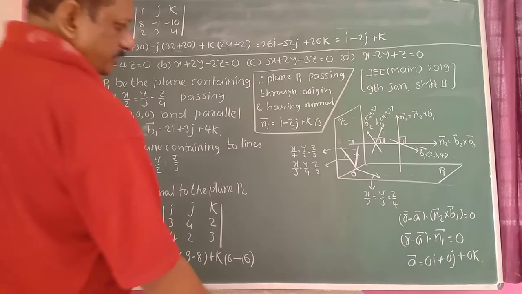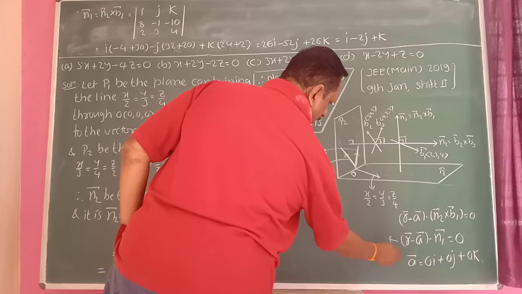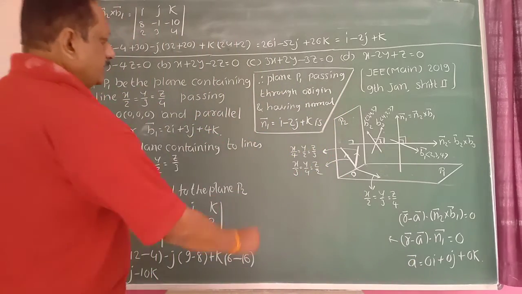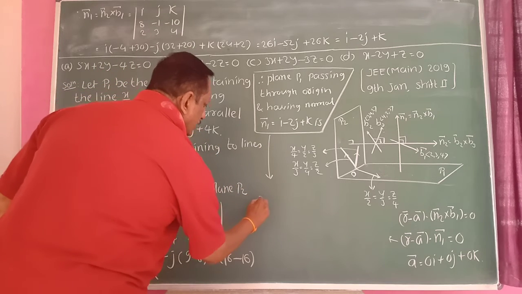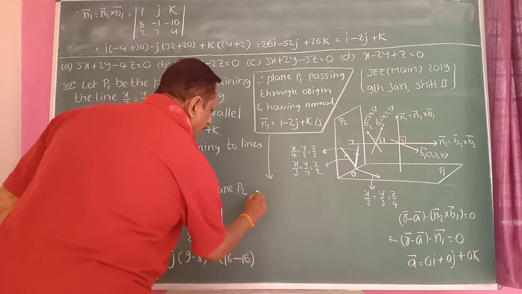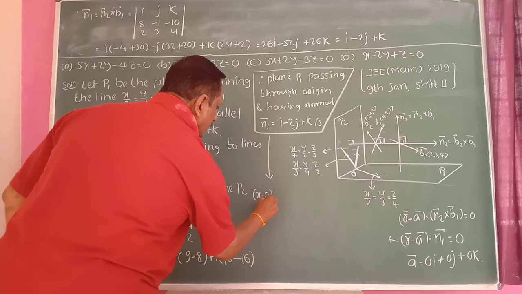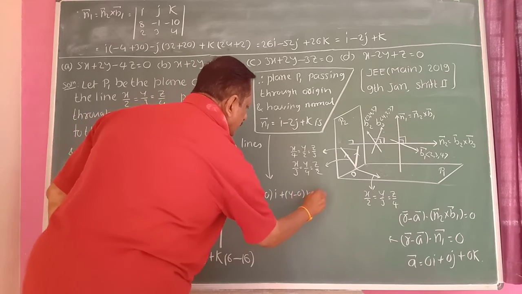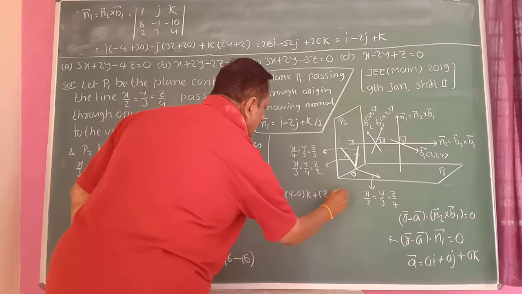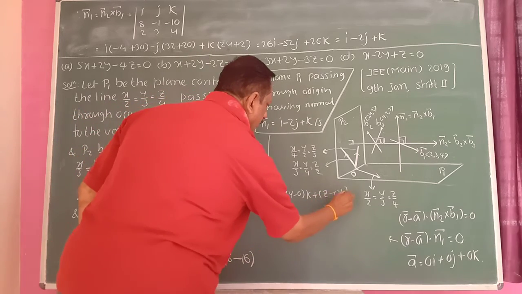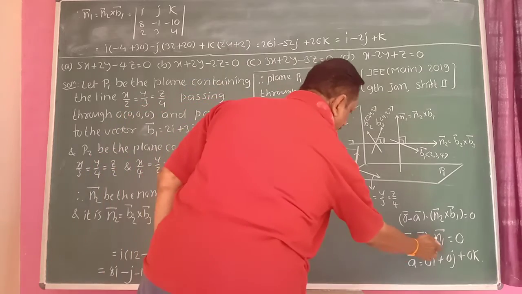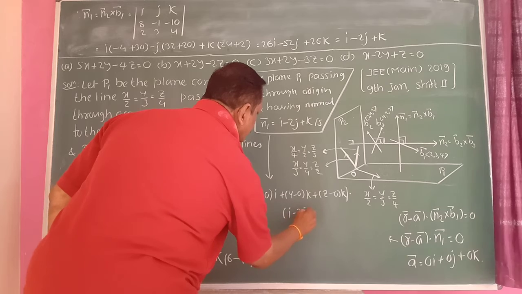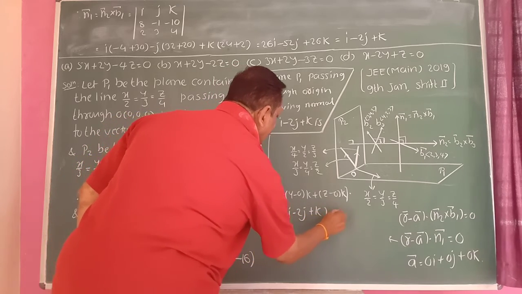So we are using this formula. A bar is this vector because the plane passes through the origin. So the next step: here we can take (x minus 0) i plus (y minus 0) j plus (z minus 0) k, then dot n1 bar, n1 bar is i minus 2j plus k, equal to 0.